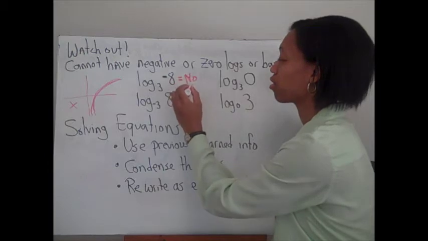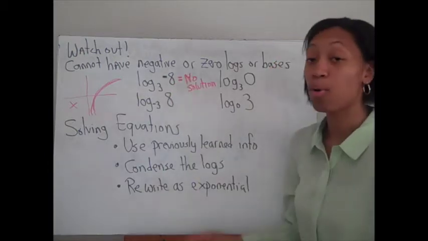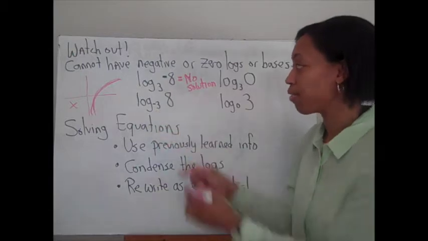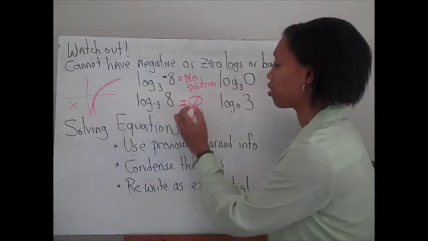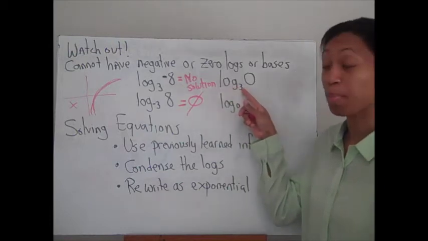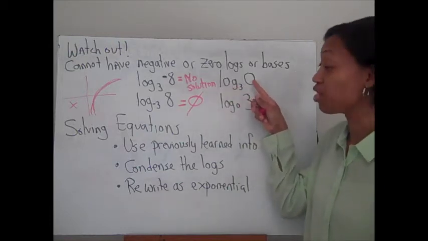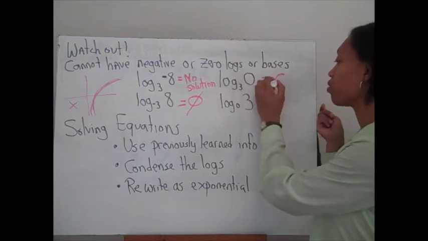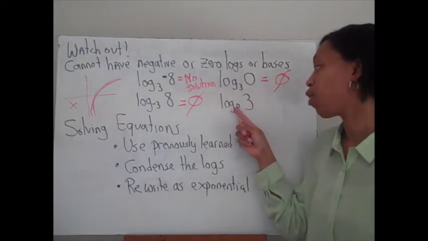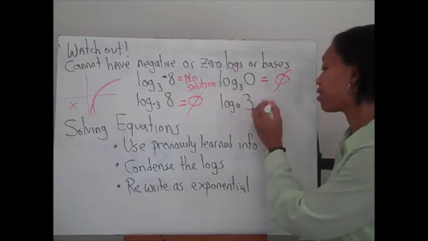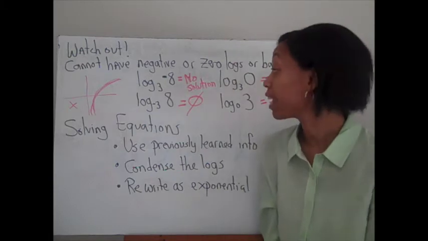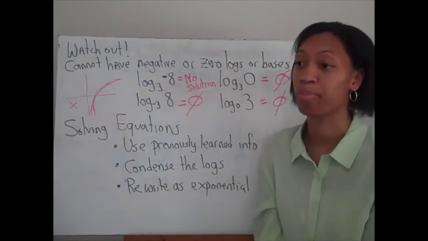No solution. Or the base, it cannot be negative. Log base negative 3 of 8, again, no solution. There's no answer. Log base 3 of 0, you can't have 0, it never gets to 0, there's no solution. And you cannot have a 0 base either, log base 0, that never happens. So watch out for zeros and negatives inside the logs, you can't have them.